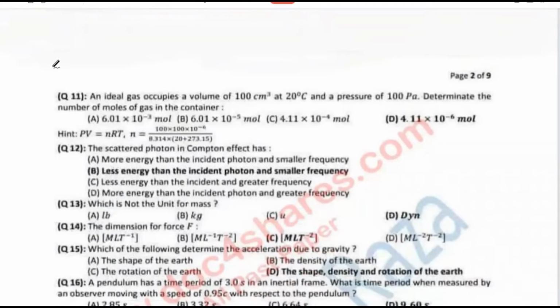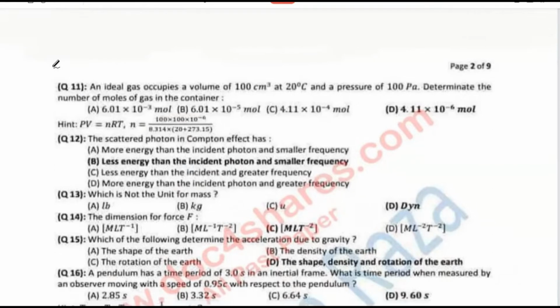Our next MCQ is question number 11. An ideal gas occupies a volume of 100 centimeter cube at 20 degrees centigrade and a pressure of 100 pascal. Determine the number of moles of gas in the container. So the answer is D, 4.11 multiplied by 10 to the power minus 6 mole. According to PV equals nRT, you can find the answer.